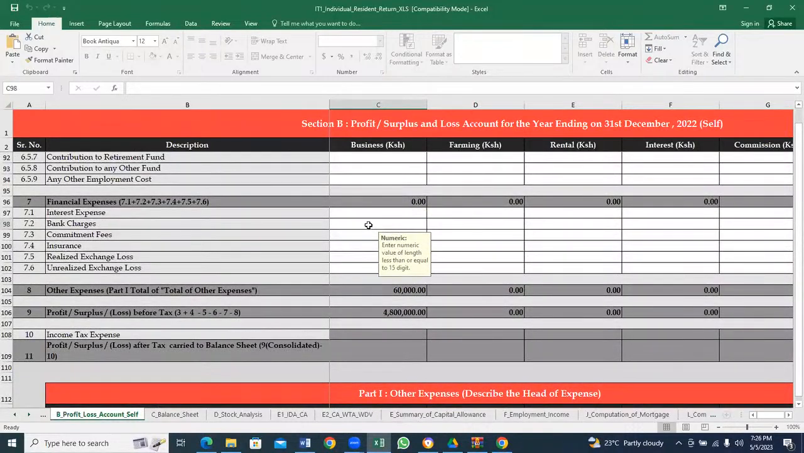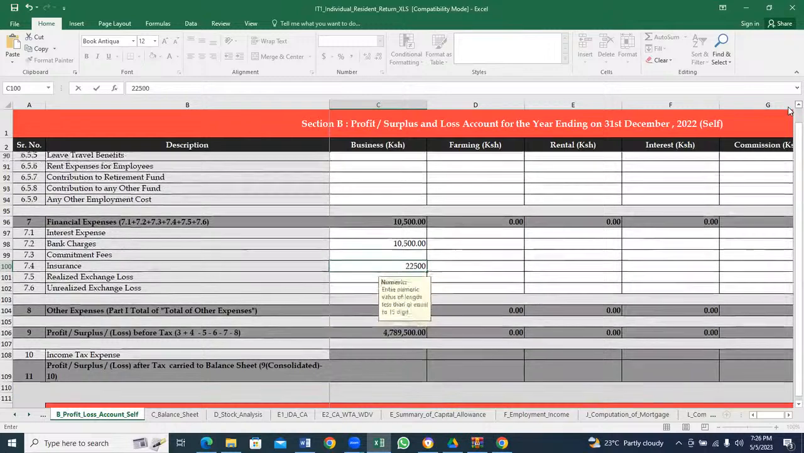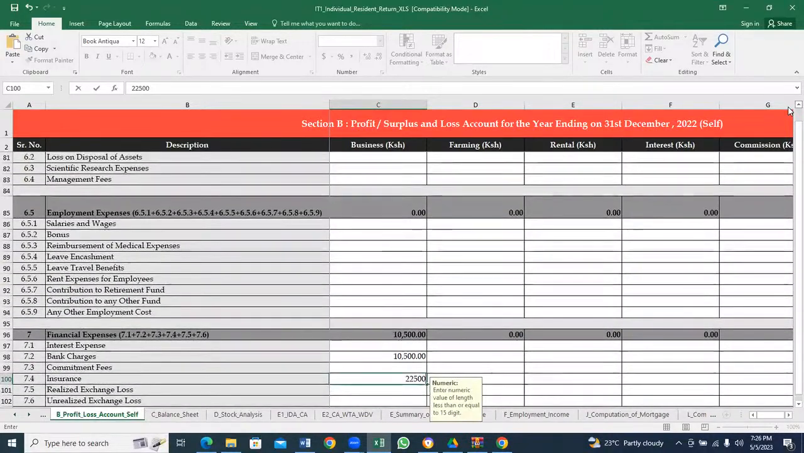Bank charges iko hapa. Yes, come and put the figure 10,500. Then we have insurance of 22,500. Still put it there. Then we have legal expenses of 35,000.